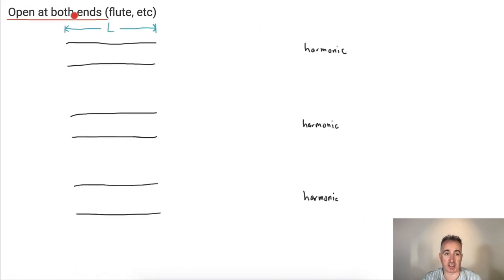Let's look at the last one. Open at both ends. This could be like a flute. So you know something you blow over the top of? It's got two open ends, like, I think, a piccolo as well. I'm not sure, but I know flute for sure. Because my niece, she plays the flute really well, and she knows how to do this. She just blows across the top, and this actually works like this.